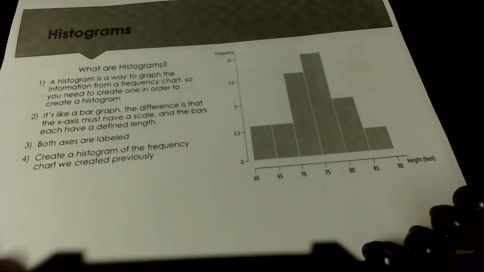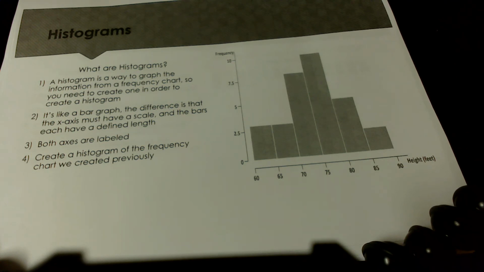What is a histogram? A histogram is a way to graph the information from a frequency chart, so you need to create one in order to create a histogram. Luckily, we just created one, so we're good. It's like a bar graph. The difference is that the x-axis must have a scale on the bars. Each has a defined length. So it's very close to being a bar graph.